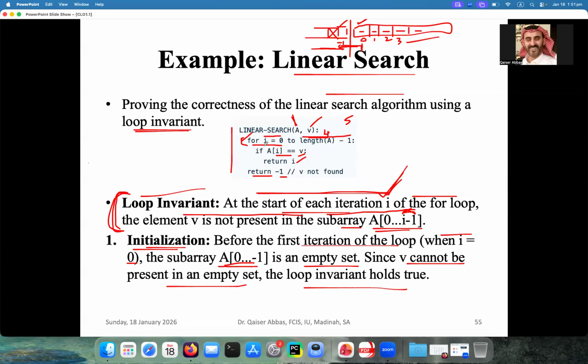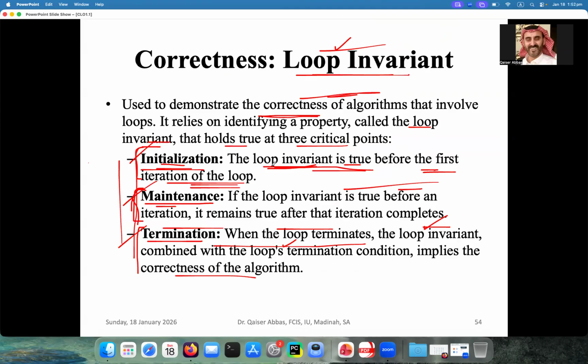You have to show that the loop invariant is true before the first iteration of the loop. And here, what is the first iteration of the loop? i is equal to 0. If i is equal to 0, I want to show that at i equal to 0, the subarray, which is 0 to i minus 1, when you put the value of i equal to 0, becomes 0 to minus 1. And 0 to minus 1 means there is no memory allocated for it. This is empty, and if it is empty, V is not there. Your element is not there. The loop invariant is true before the first iteration of the loop.